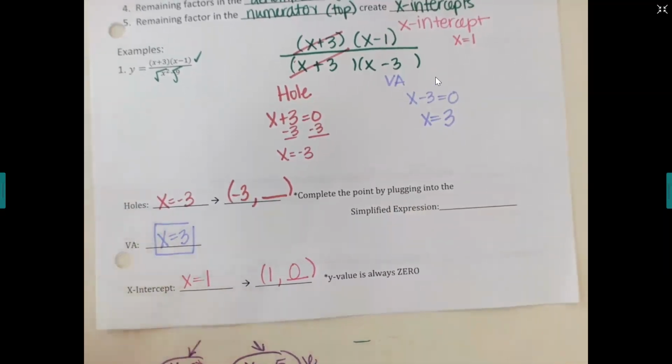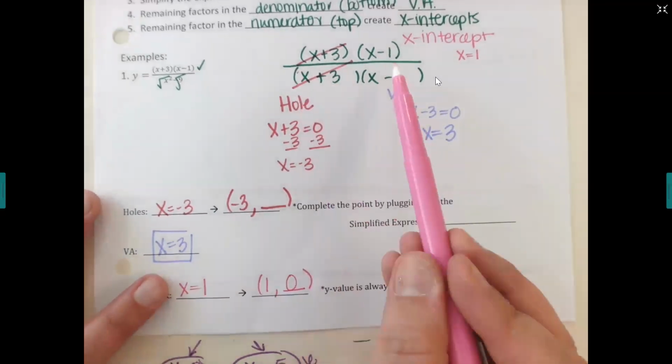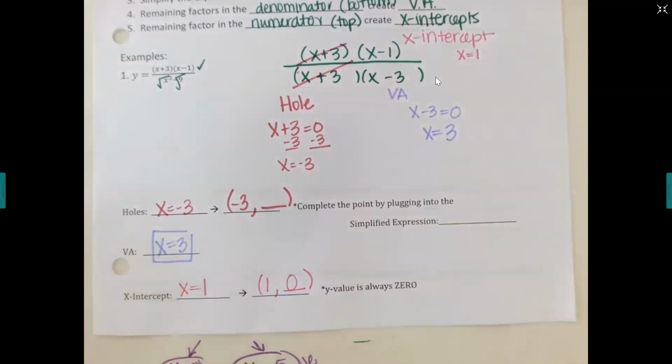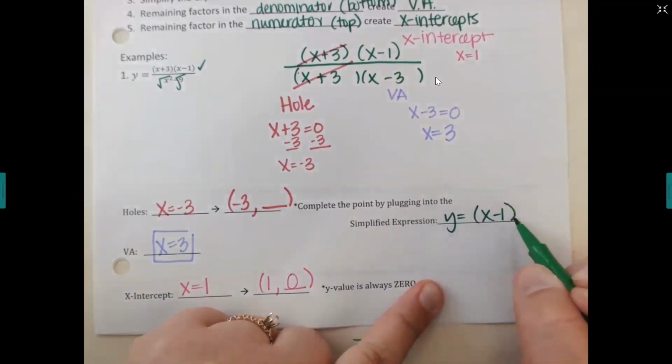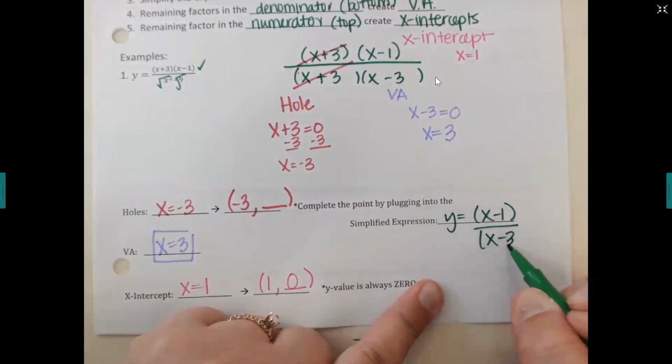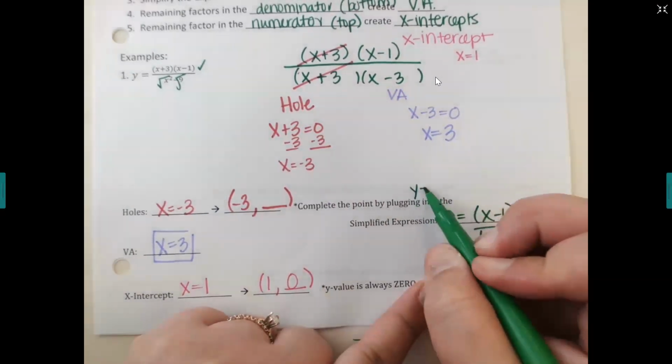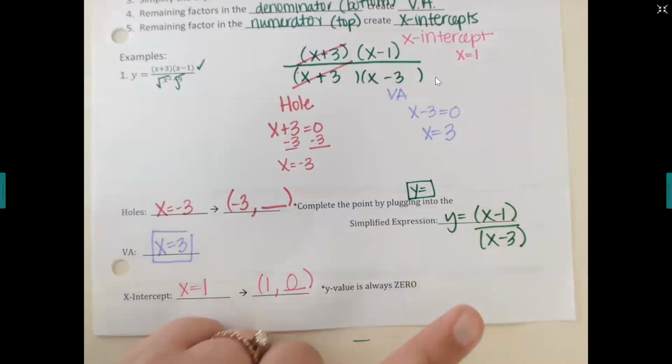Okay, however, for the hole, it's not that simple. You are going to take the remaining expression that didn't cancel out, and you're going to put it into your calculator. So originally I had all this, but now that I've canceled stuff out, all that I have is an x minus 1 over an x minus 3. You're going to put that into y equals in your calculator.